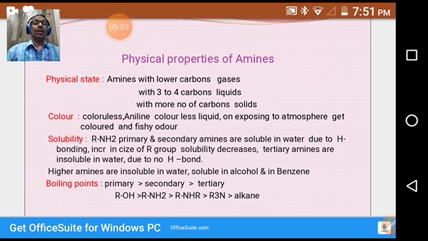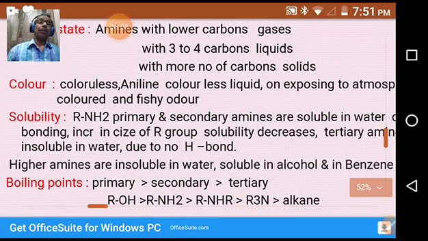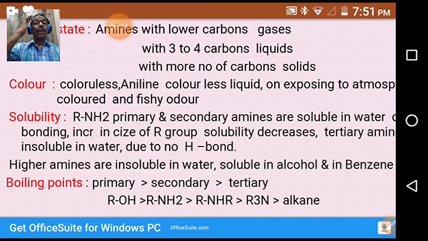Coming to solubility, when we compare primary, secondary, and tertiary amines, primary and secondary amines are soluble in water. With increase in size of the R group, that means in RNH2 amines, the formula is RNH2, R means alkyl group or aryl group, generally we discuss aliphatic, as the number of carbons increases, solubility decreases. So primary and secondary amines are soluble in water.